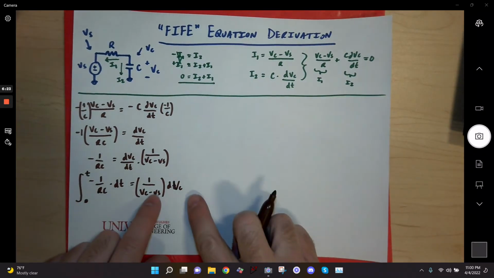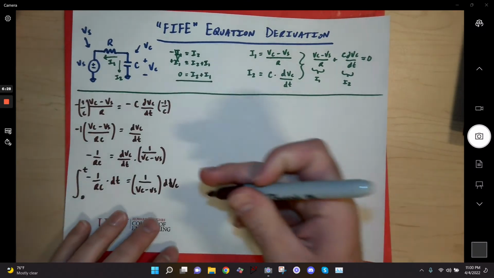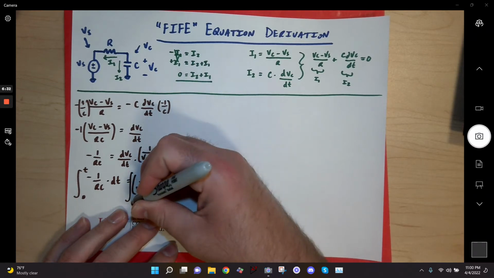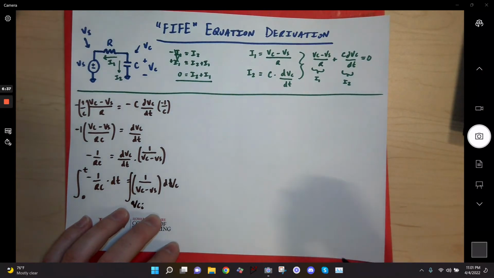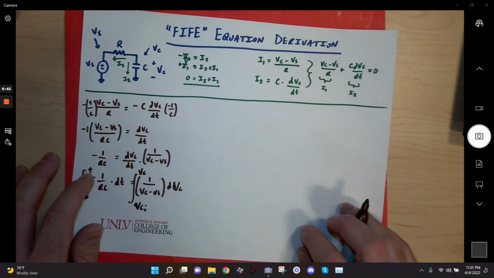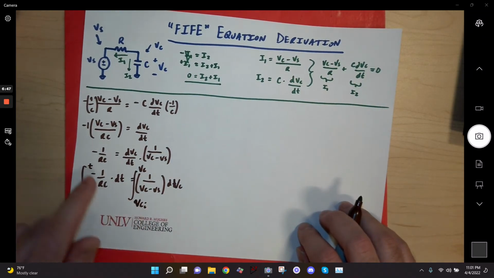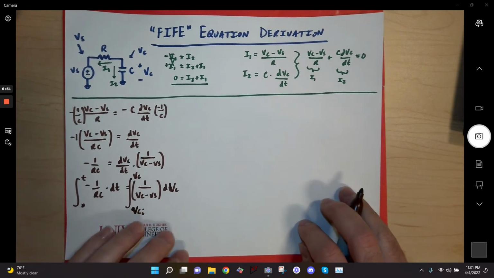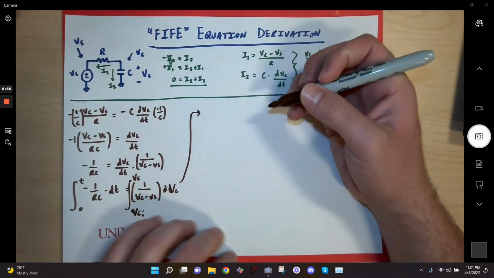Okay, so dVC stays on the right and dt comes over to the left. And I'm integrating my capacitor voltage from some initial capacitor voltage to some current capacitor voltage that I'm interested in at time t, right? At time 0, my capacitor voltage is my VCI. At time t, my capacitor voltage is some new capacitor voltage, VC. So now let's just come up here and continue this.